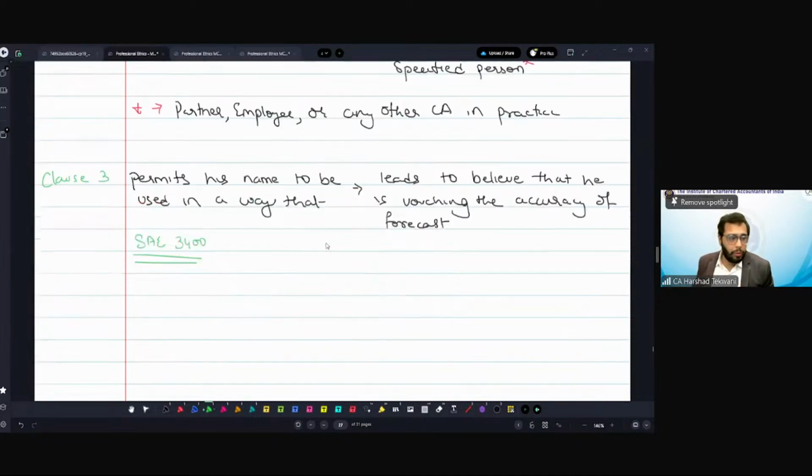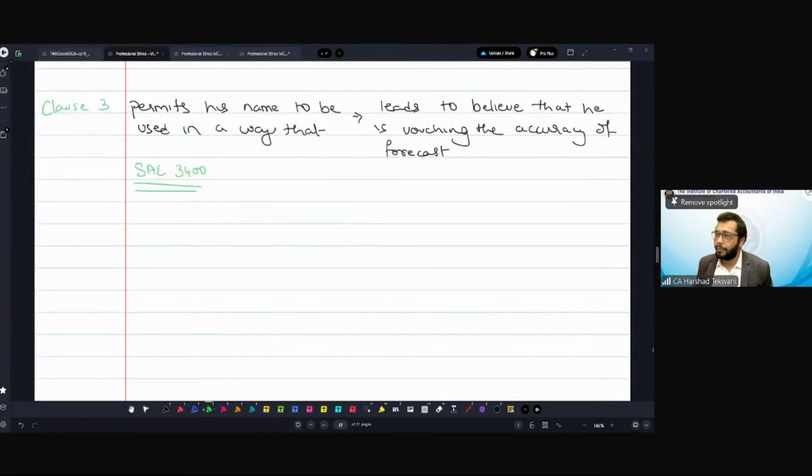Okay, so we'll move to clause 4 then. Clause 4 says that if a member in practice expresses an opinion on an entity where he has a substantial interest, he will be held guilty of professional misconduct. It means if I issue an opinion on the financial statement of any business or enterprise where I, my partner, or my firm has a substantial interest.